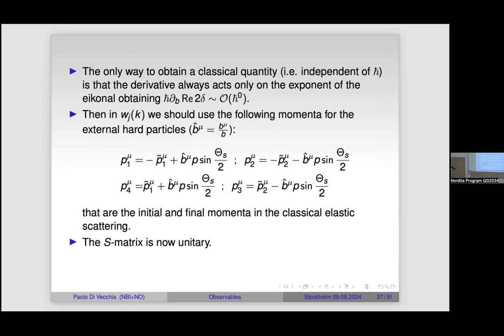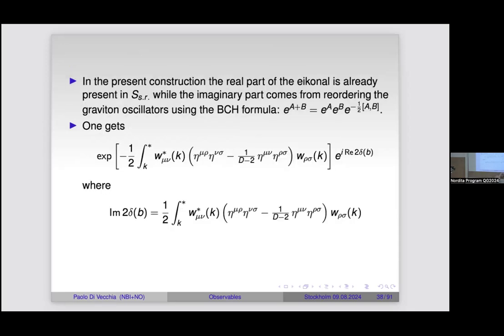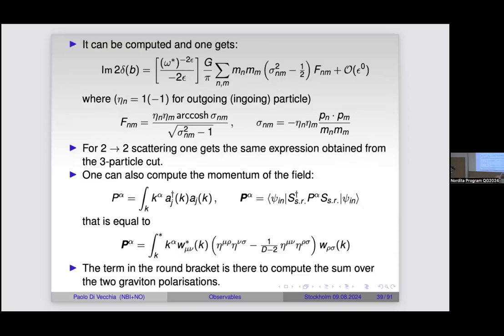At the end of the calculation, instead of P1, P2, you get essentially P tilde, and in terms of the classical deflection angle. And now the S matrix is unitary because the imaginary part is obtained when you normal order the oscillators. I've already mentioned that the imaginary part is this, and this is the same expression that I got with the three-particle cut.